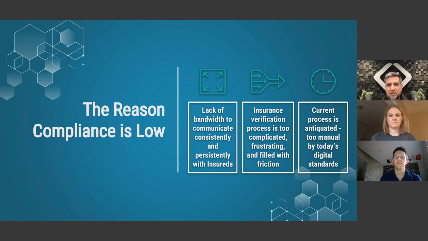And then finally, it's a problem of simplification. Think about something as simple as needing to input a credit card number to complete a transaction, but the credit card's in another room.